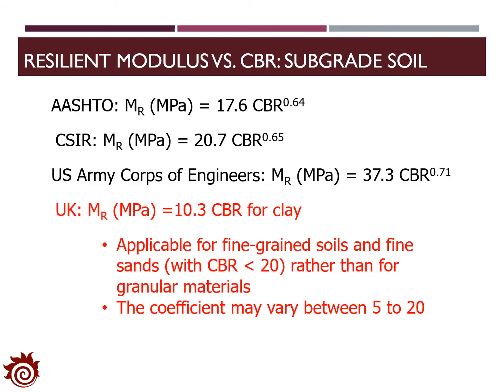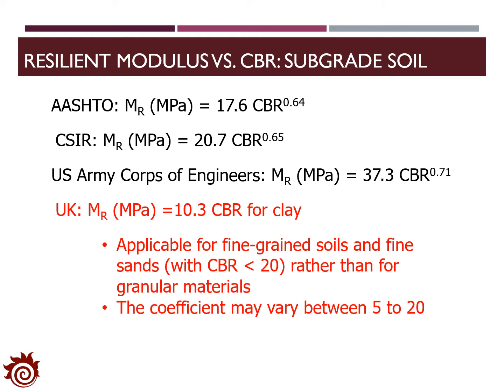There are actually many models describing the relationship between resilient modulus and the CBR. We already checked the AASHTO model. The CSIR, the Council for Scientific and Industrial Research, assumed that MR as a function of the CBR is 20.7 times the CBR to the power of 0.65. This one is very similar to the AASHTO model, but it has different coefficients. The US Army Corps of Engineers had a different model: MR is 37.3 times CBR to the power of 0.71.